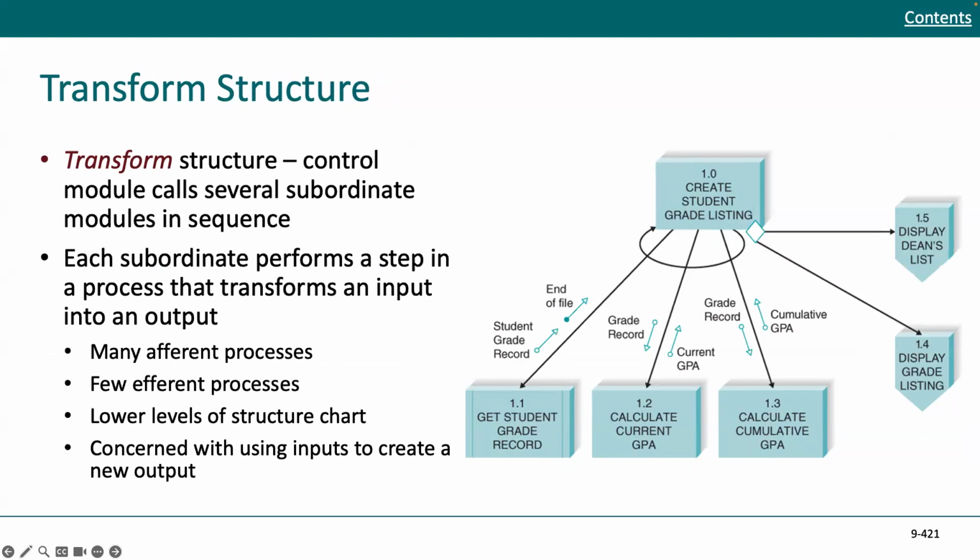In terms of transform structure, the control module calls several subordinate modules in sequence. Each subordinate performs a step in a process that transforms an input into an output. So we would have many afferent processes, few efferent processes, so many inputs, one output, not many outputs. A lower level of a structure chart and a concern with using the inputs to create a new output. So we gather all this information, then we're able to display the desired outputs.